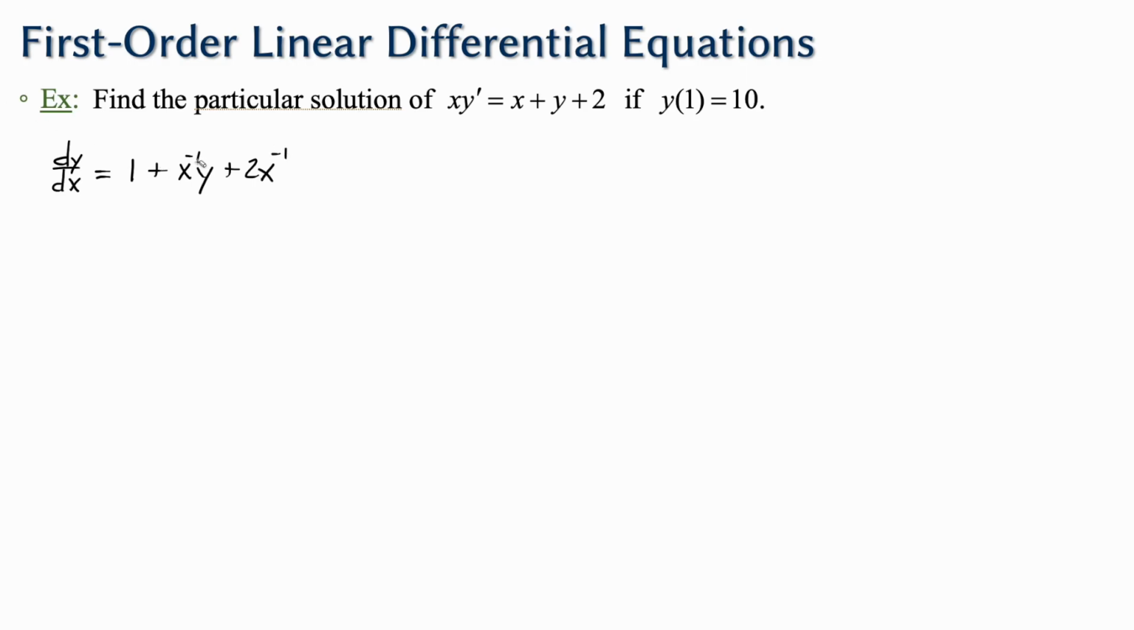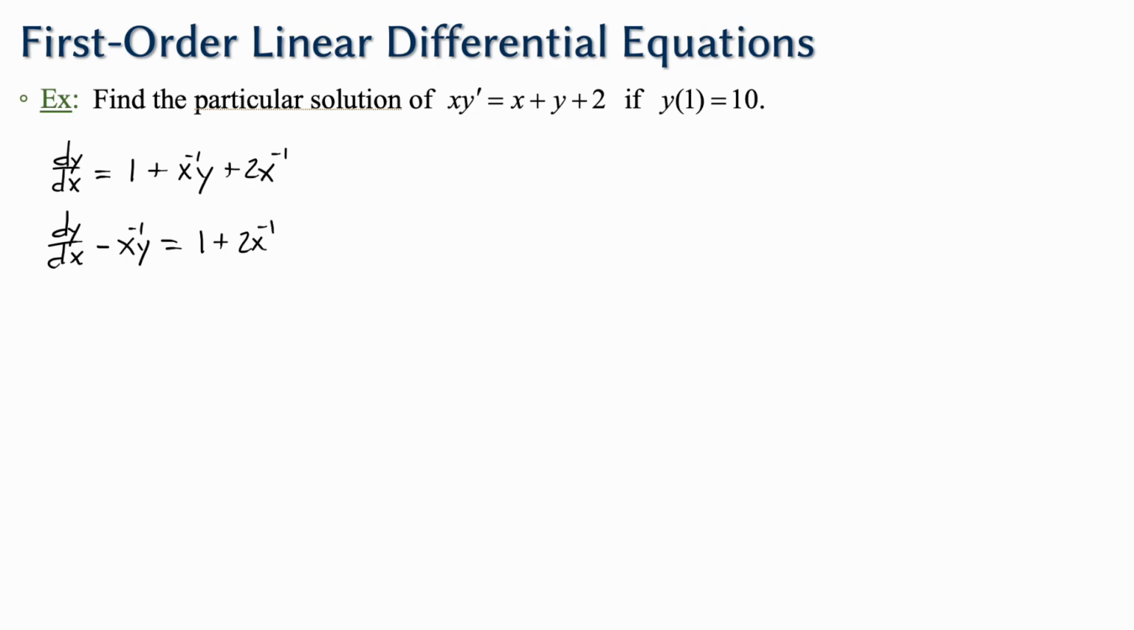Now, to finish standard form, I need to move this term over because you want the derivative, and then you want a function of x times y on that side and everything else on the other. So standard form for this one is going to look like dy/dx, and then again, subtracting this term over is going to be minus x to the negative first y. And then on the other side, I just have my 1 plus 2x to the negative first.